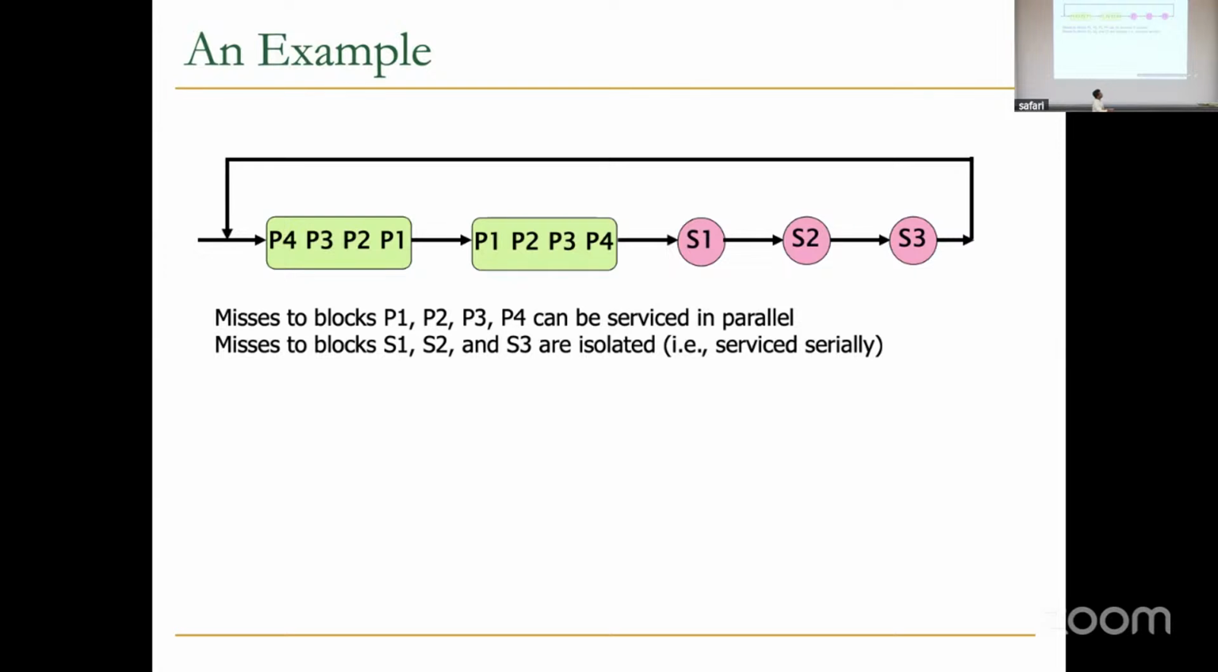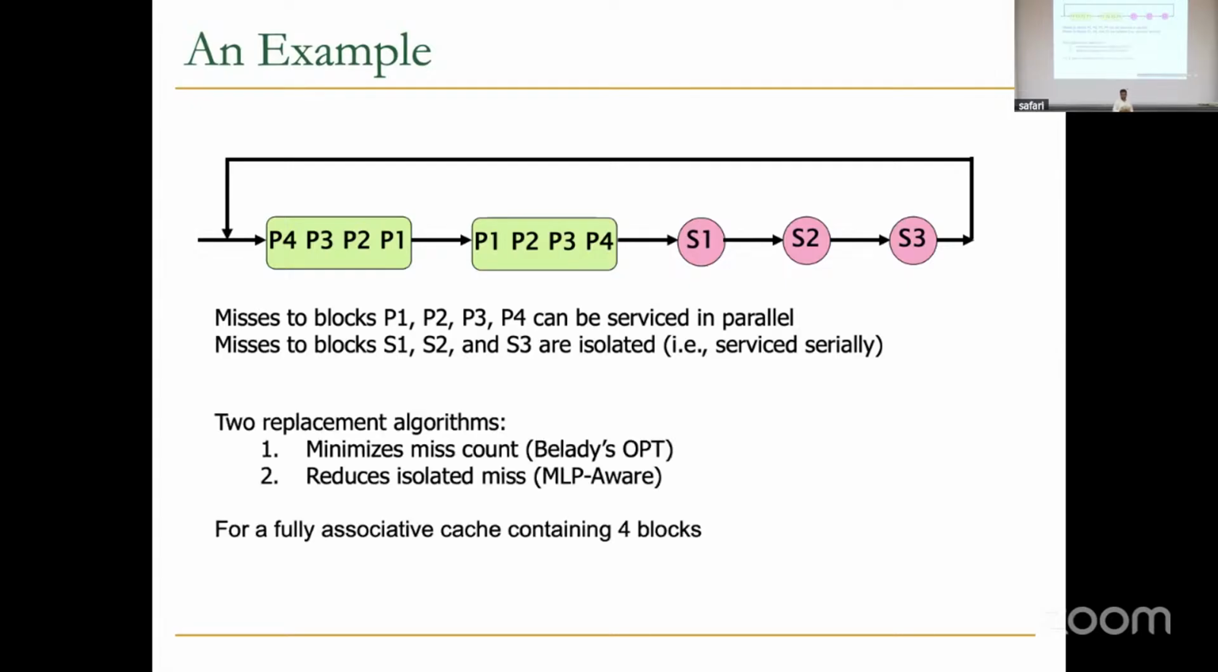Consider that your workload is going completely in this loop. It generates P4, P3, P2, P1 in parallel, then again generates P1, P2, P3, P4 in parallel, and after some time it generates S1, S2, S3 sequentially one after the other, and then simply repeats. If that's the case, let's consider two replacement policies: Belady's optimal replacement policy, and an MLP-aware one, if we can make the cache replacement MLP-aware.